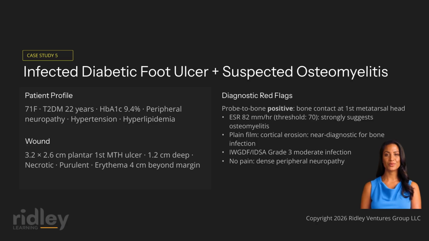The positive probe-to-bone test, combined with an erythrocyte sedimentation rate of 82 mm per hour, substantially raises the pretest probability of osteomyelitis. Remember, an ESR greater than 70 mm per hour improves diagnostic accuracy for osteomyelitis substantially, with a likelihood ratio of 11, and the combination of a positive probe-to-bone test with plain film radiography demonstrating cortical erosion at the first metatarsal head can be sufficient for diagnosis in hospitalized patients, with a likelihood ratio of 14.